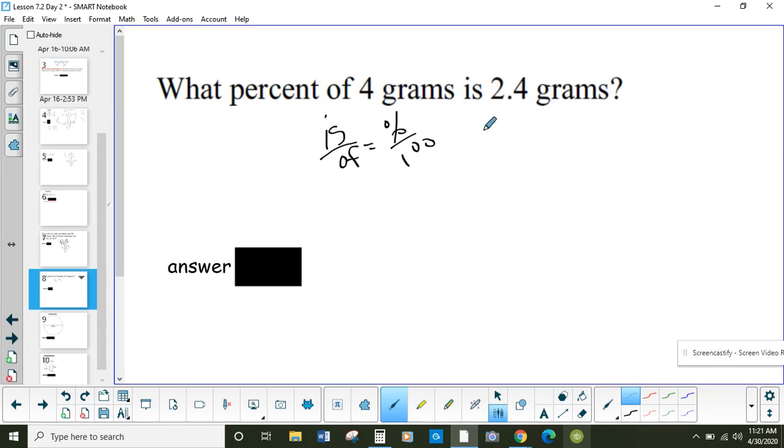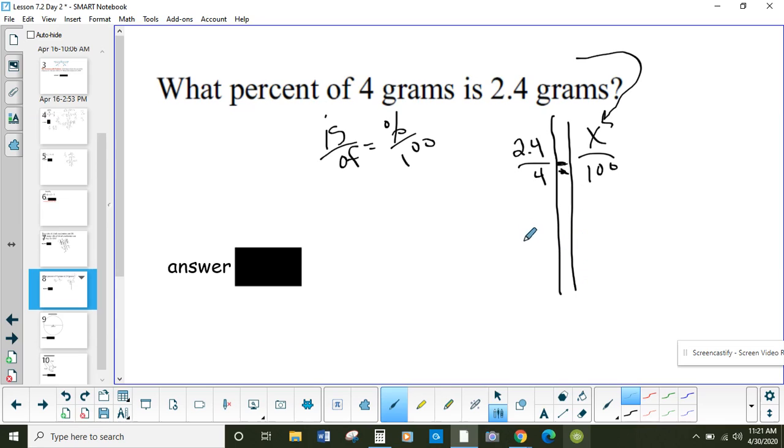What percent of 4 grams is? So is over of. That's going to equal percent. I don't know percent this time because they're asking me to find percent. And it's always 100. Percent always goes over 100. Now, when they give me percent, I put it here. When they don't, I put an X or whatever letter you like.